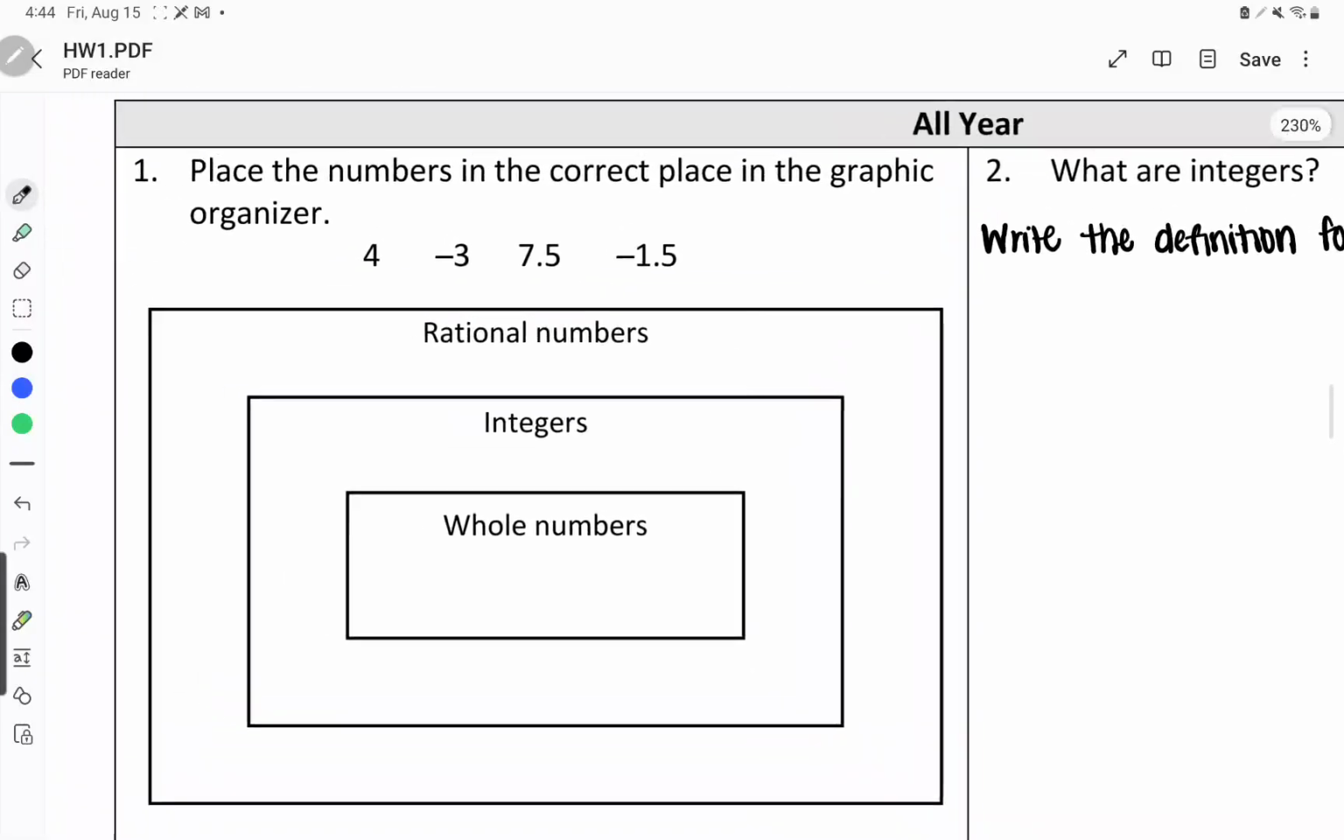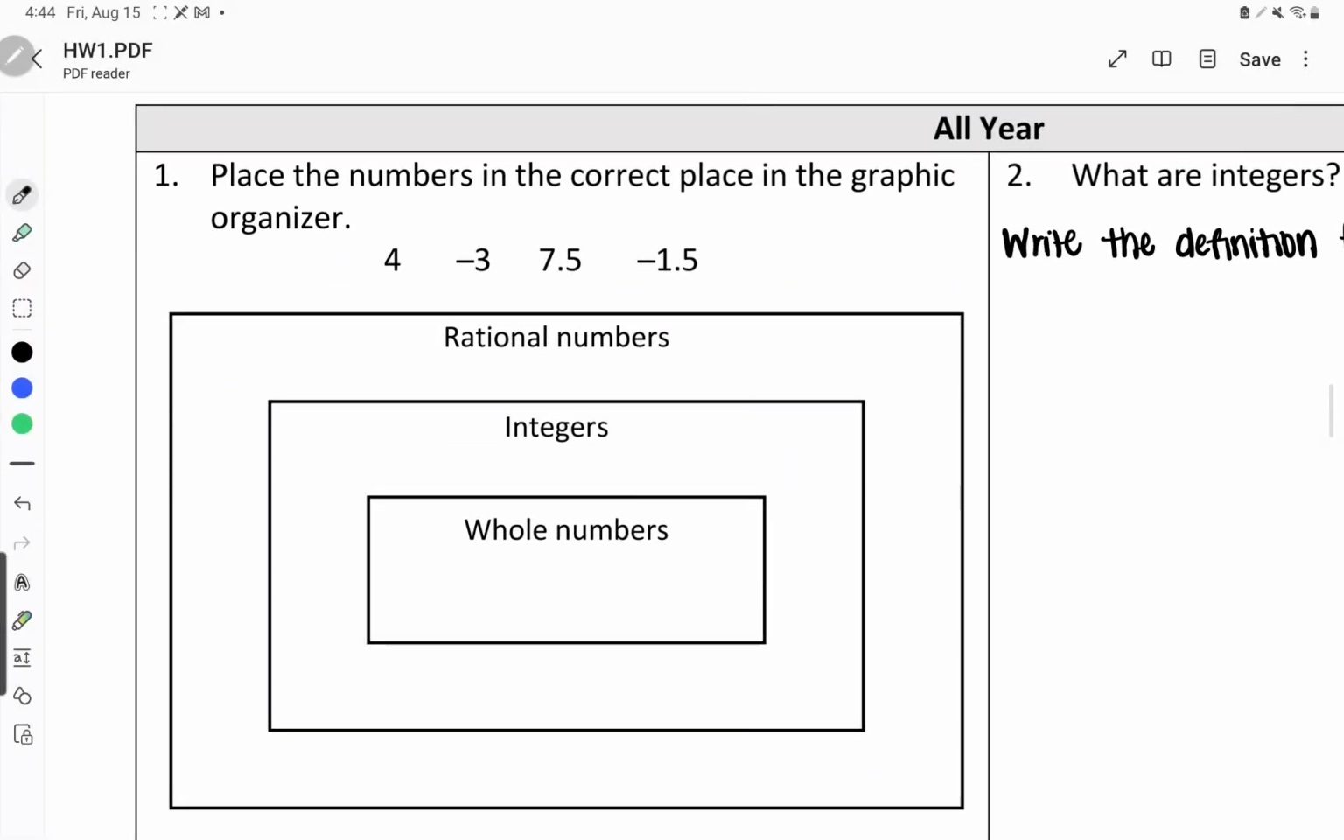This one says to place the numbers in the correct place in the graphic organizer. So we have rational, integer, and whole numbers. So how would you classify 4 right here? Usually I would classify 4 as a natural number. Since natural numbers are not on this diagram, I'm going to classify it as a whole number. How would you classify -3? -3 is a whole number with a negative in the front of it, so that's going to be classified as an integer. It's a negative number with no decimals or fractions.